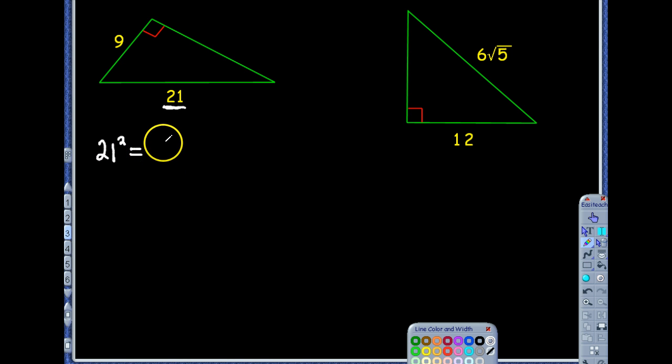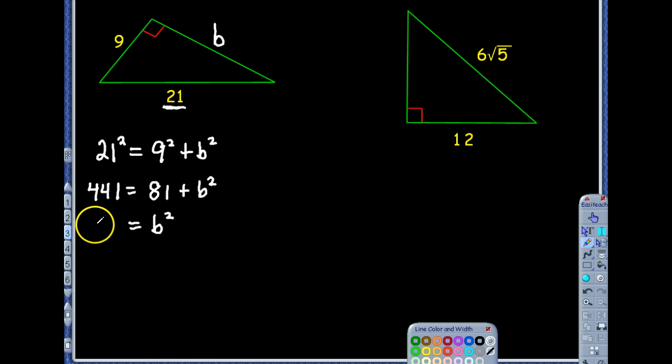And let's go ahead and switch it up. Let's call the missing side here our B. So I'm going to say 9 squared plus B squared. The order of those won't matter. Well, we know 21 squared is 441, and that's going to equal our 81 plus B squared. And if I subtract 81 from both sides, I get 360 equals our B squared.